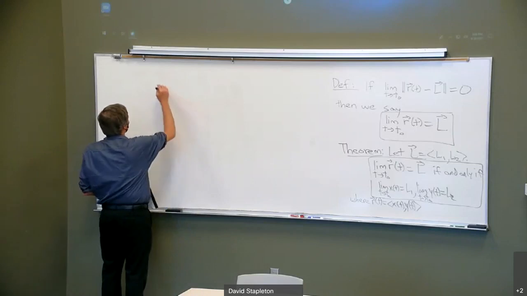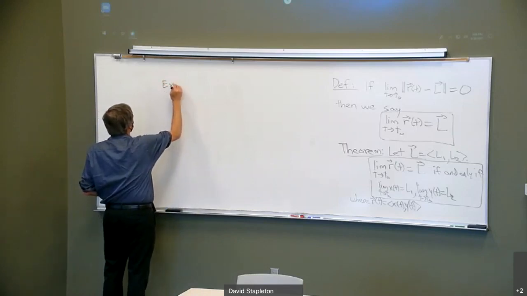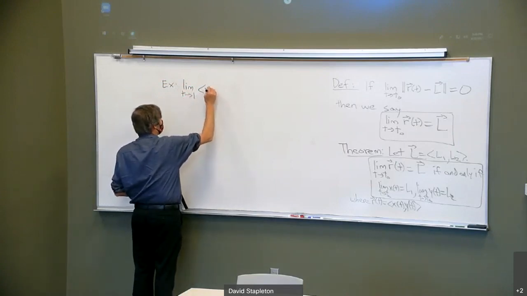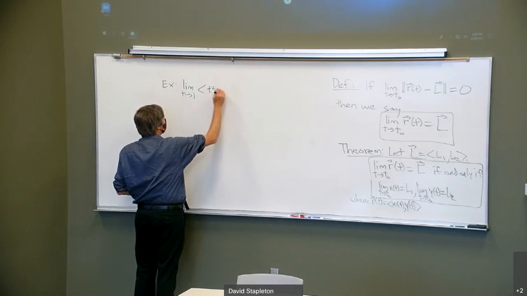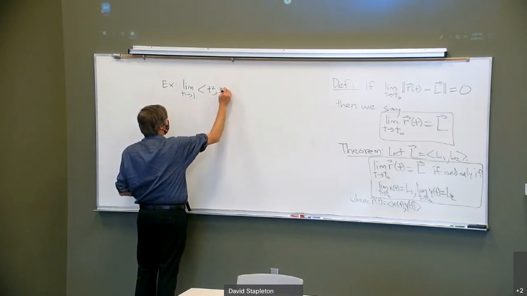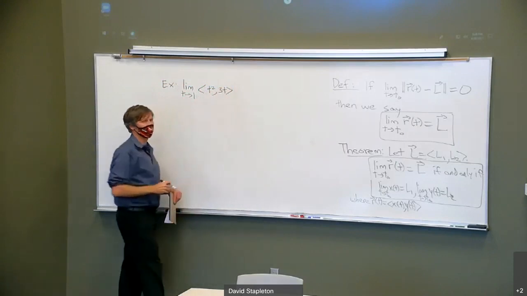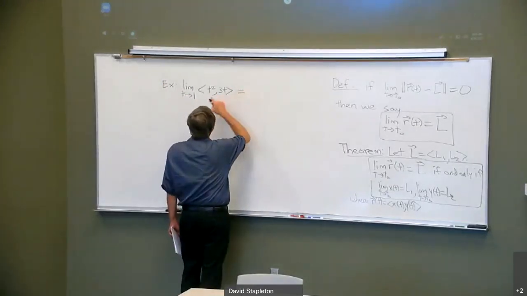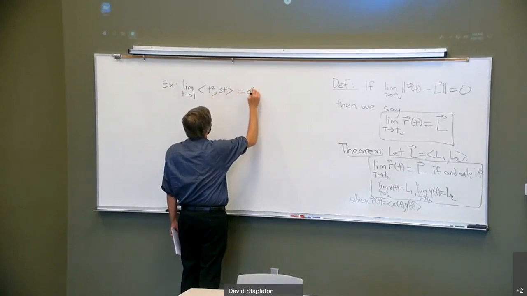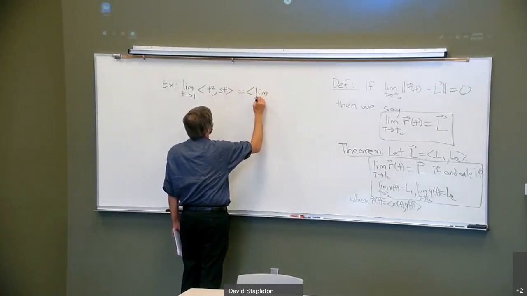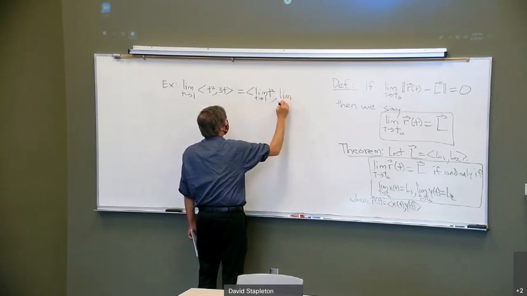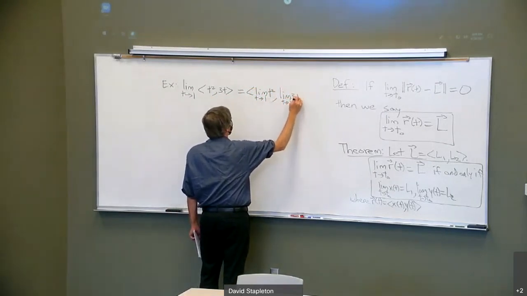I didn't even ask this on the homework, but suppose I took the limit as t goes to 1 of the vector value function where x is equal to t squared and y is equal to 3t. What's the limit of that? All you have to do is this. This limit exists if and only if the limit of each component exists. So I just take the limit as t goes to 1 of t squared for the first component, and the limit as t goes to 1 of 3t for the second component.